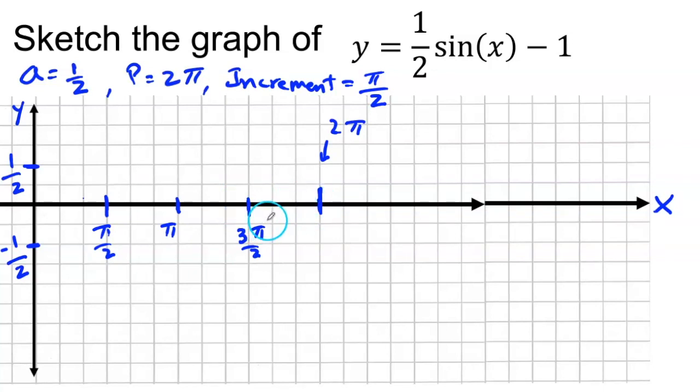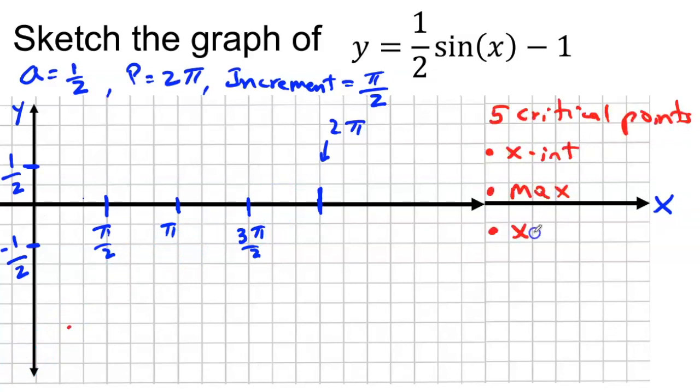We need to think about the critical points of my sine function, which are this. As we can see, these are five critical points. My sine function will always start at the x-intercept. Then it goes to a maximum if my amplitude is positive, which it is right now. And then it will go back to the x-intercept, go to a minimum, and finally end up at the x-intercept. So let's start. X-intercept, that's where I start. Then I go to my maximum. Then I go to my x-intercept. Then I go to my minimum. And then I go back to the x-intercept.